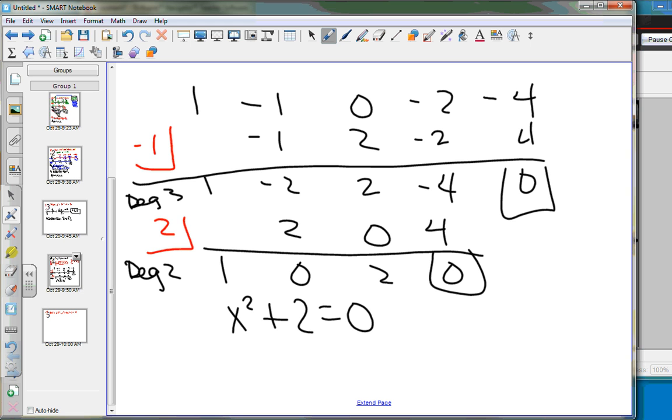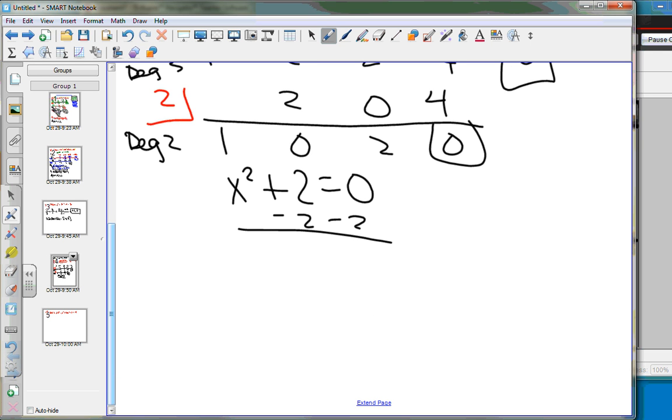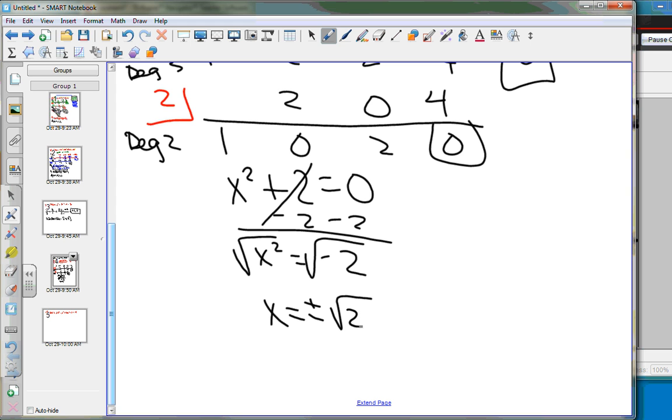Can I factor that into two binomials? I cannot, but can I take that 2 over to the other side? I get -2. I can take the square root. x equals plus or minus the square root of -2. What's the square root of -2 equivalent to? Right. i square root of 2.